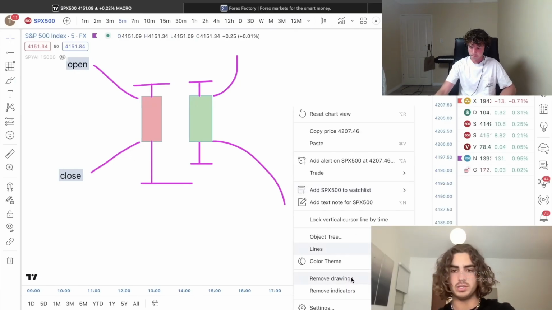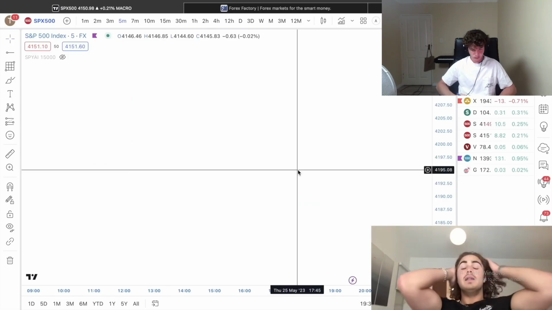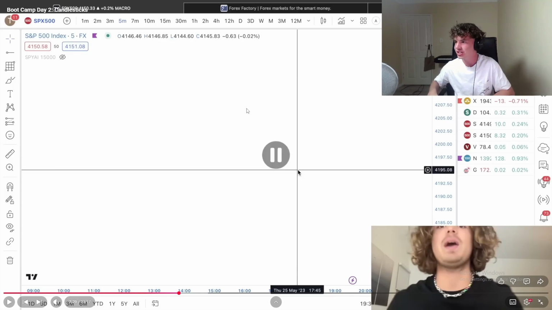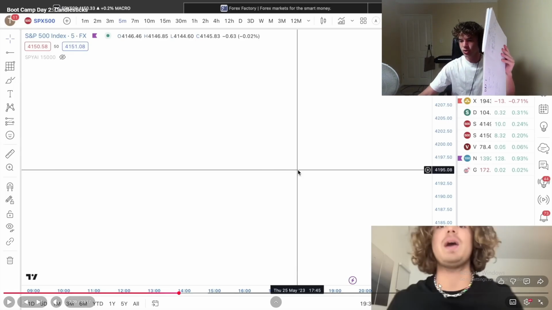Now we can get rid of this. Now we are going to talk about candlestick patterns. This is everything I wrote down. I don't know if I should have written down more, but I think I kind of get it.